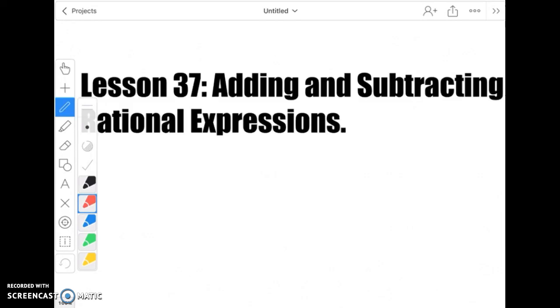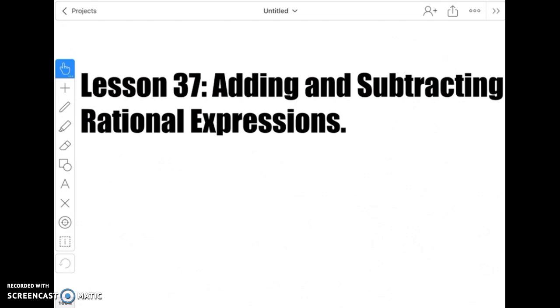Good morning. In today's lesson, we're going to talk about adding and subtracting rational expressions. Now, something we should know about adding and subtracting rational numbers or rational expressions is that anytime we are performing that type of operation, we need to have a common denominator.